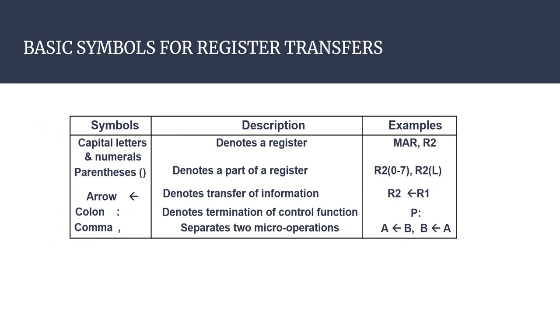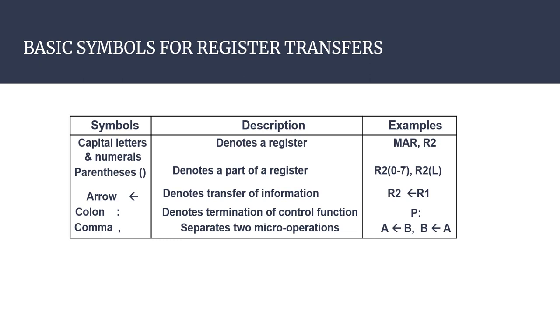And here we have summarized some basic symbols for register transfer language. The first point is how to denote a register. As we have seen that for denoting a register, we always use the capital letters and numerals, like MAR for memory address register and R2 is the register number 2. So we always use the capital letter for naming a register along with the numeral value for that.